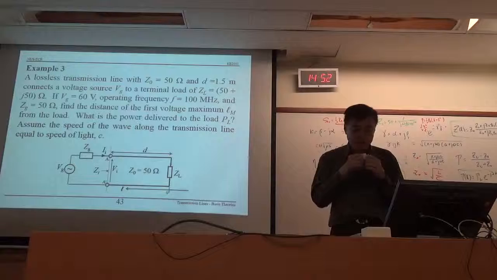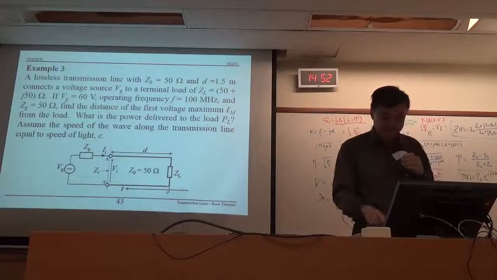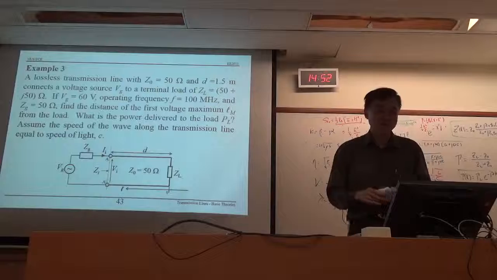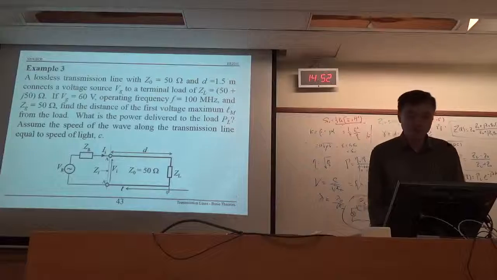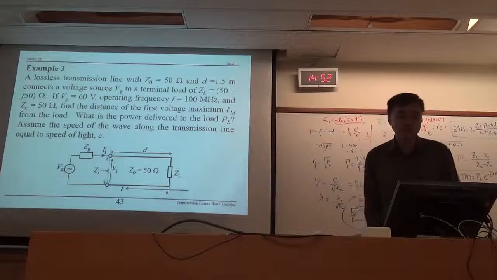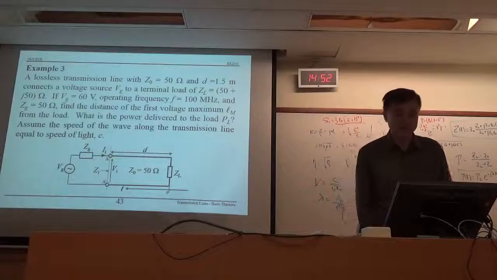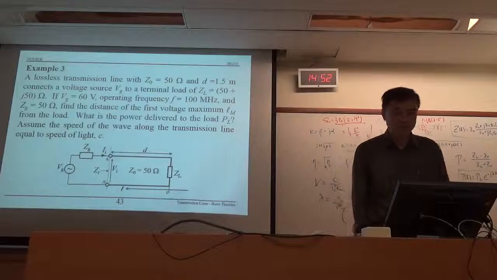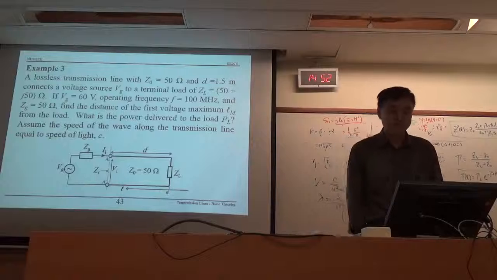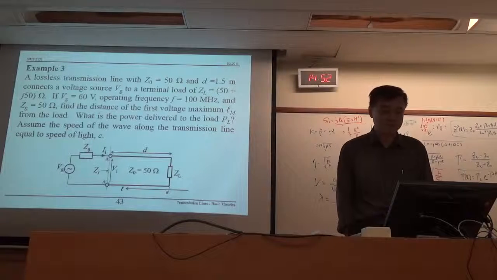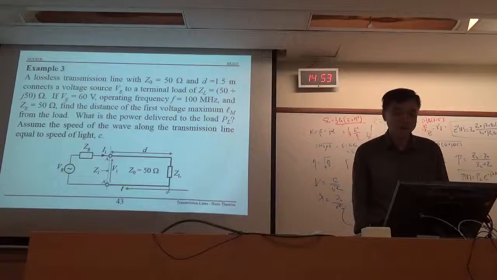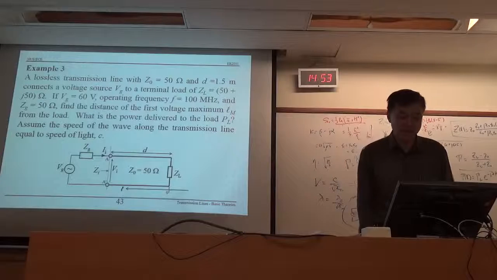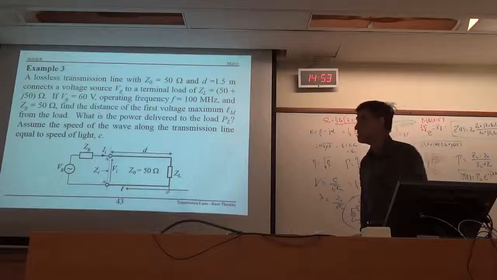Okay, let's look at the example again. It's again forward, backward. A lossless transmission line with Z0 equal to 50 ohm and d equal to 1.5 meter connects the voltage source VG to a terminal load of ZL equal to 50 plus j50 ohm. If VG equal to 60 volt, operating frequency f equal to 100 megahertz and ZG equal to 50 ohm, find the distance of the first voltage maximum. What is the power delivered to the load PL? Assume the speed of the wave along the transmission line equal to the speed of light, c.